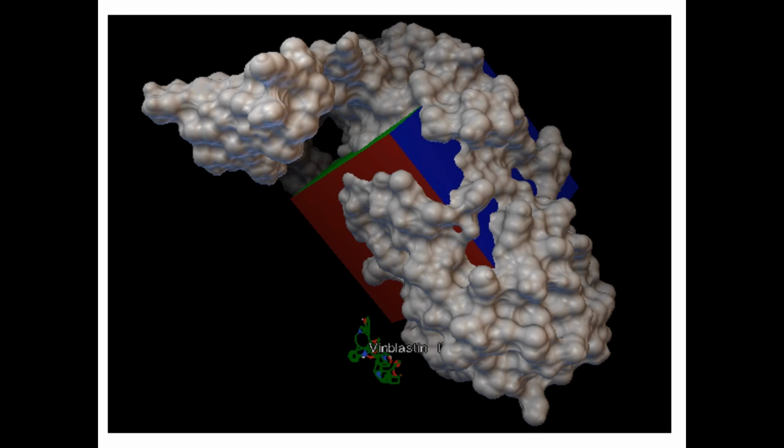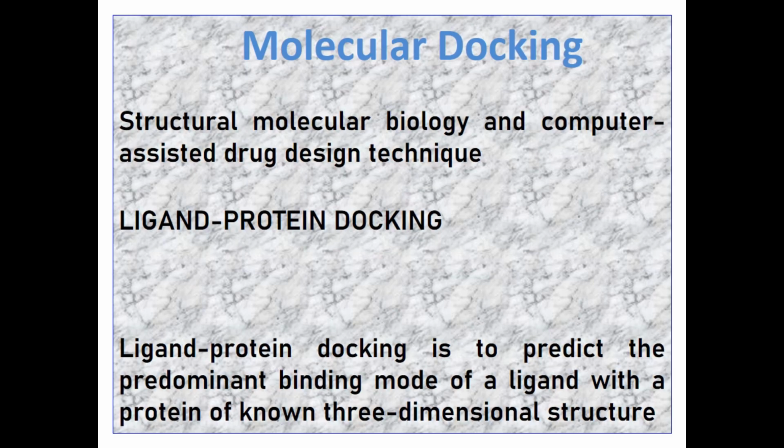Now we move to what molecular docking is. Molecular docking is the method which analyzes the conformation and orientation of molecules in the binding site of a macromolecular target. So what is a macromolecular target? Carbohydrates, lipids, proteins and nucleic acids are examples of macromolecular targets. Molecular docking is a structural molecular biology and computer assisted drug design technique. That's what we are doing here, ligand protein docking. Ligand protein docking is to predict the predominant binding mode of a ligand with a protein of known three-dimensional structure, that is the 3D structure of any biological sample.